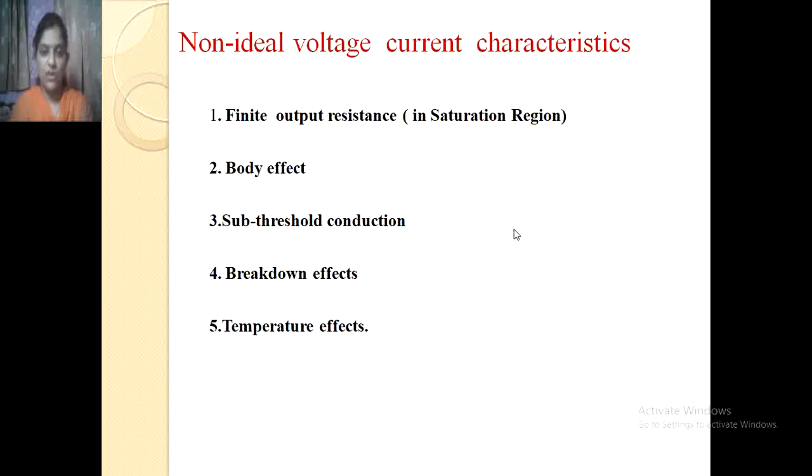So now we are going to see the non-ideal voltage current characteristics of the MOSFET. In this we are going to see the finite output resistance in the saturation region, as well as the body effect, then subthreshold conduction, breakdown effect and temperature effect. So these are the non-ideal voltage current characteristics of the MOSFET.